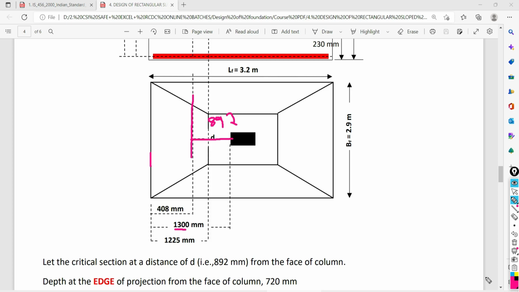This is the first thing. Second thing, if you want to calculate the distance from the face of this projection, what is it? 75 mm. So beyond this 75 mm, how much is this projection? So how much will it be? 1300 minus 75. So you will get this value, 1225. So all these dimensions are very important to know.